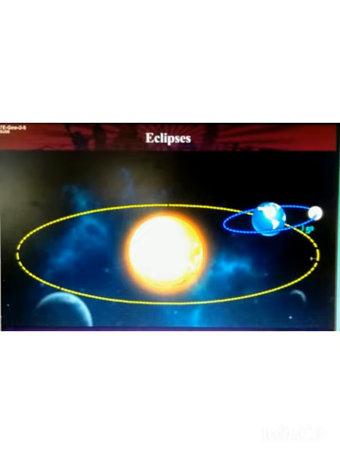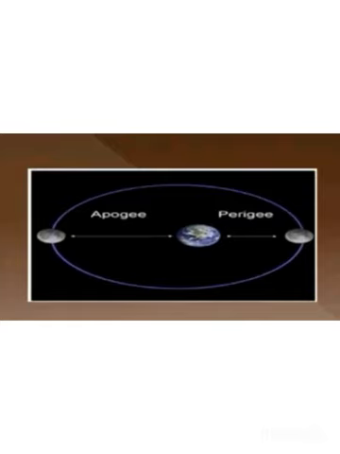Children, we studied that the moon rotates around itself and it revolves around the earth. The time it takes to complete one rotation and revolution is the same. Now the next point is the perigee and the apogee position. We learned that perigee means when the moon is close to the earth and apogee means when the moon is far away from the earth.